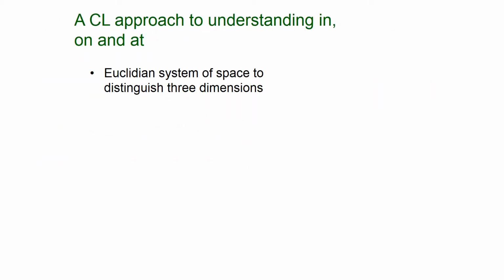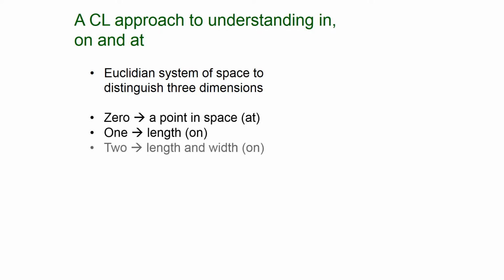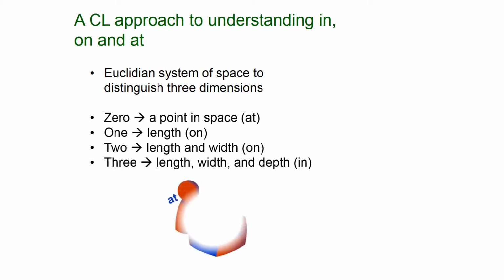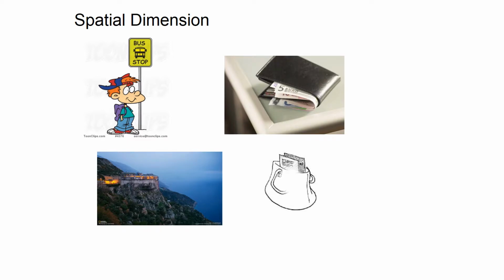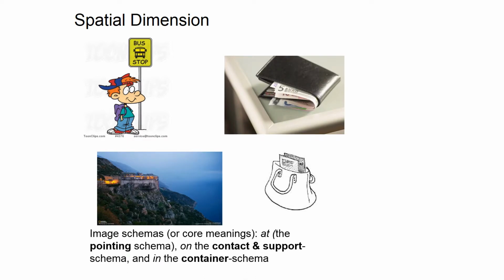We know that prepositions are used to describe the relationship between a figure and a ground, and we might also be aware that at represents a zero-dimensional ground, on one and two-dimensional grounds, and in three-dimensional ground. But we might not know yet that based on the dimension, each preposition has a core meaning. The core meaning of at is pointing, on, contact and support, and in, containment.